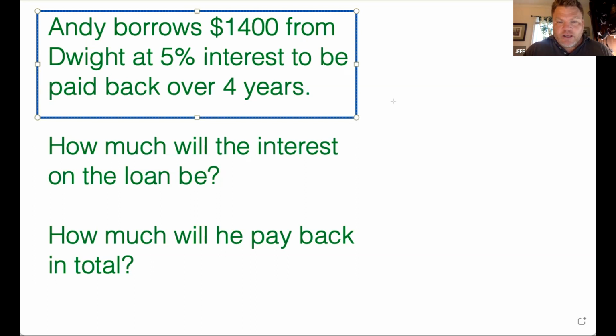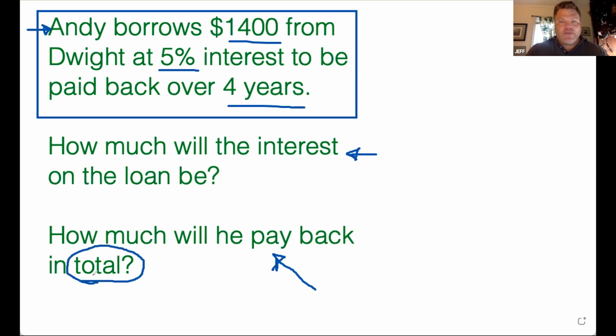So in this story, going with The Office here, Andy borrows that much money from Dwight. That's the rate, and that's how many years. Now there are at least 2 questions that the GED will ask off that. Either how much is the interest of the loan? In other words, how much will the loan cost them? Because borrowing money costs money. Or the total, how much is he going to pay back?